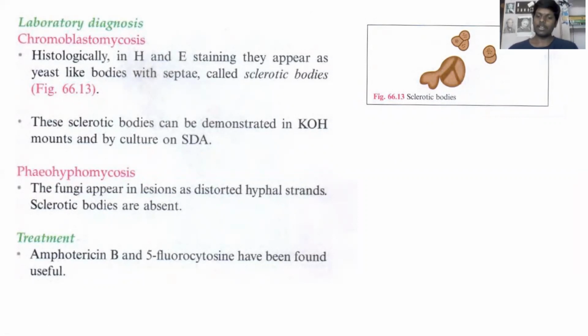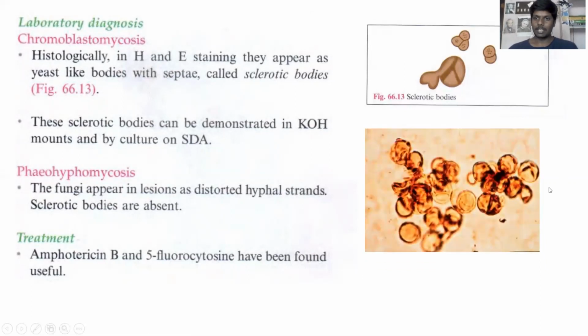So the sclerotic bodies resemble this. These are the original photos of sclerotic bodies. These are the sclerotic bodies, which are yeast cells with hyphal structures. These sclerotic bodies can be demonstrated by either KOH or by culture on SDA.